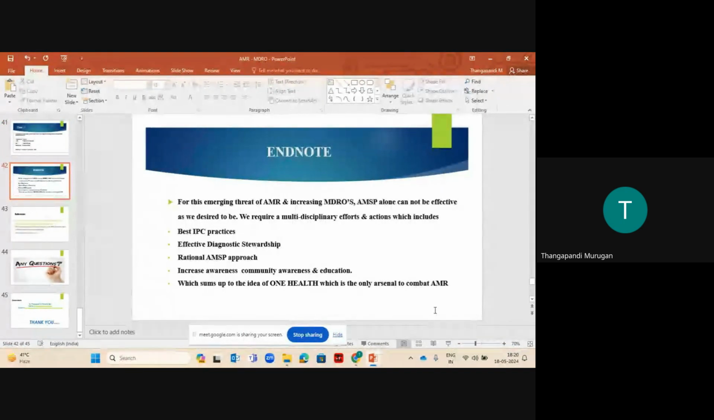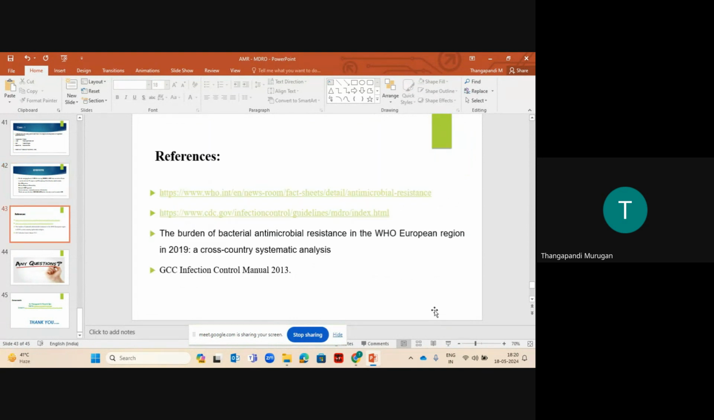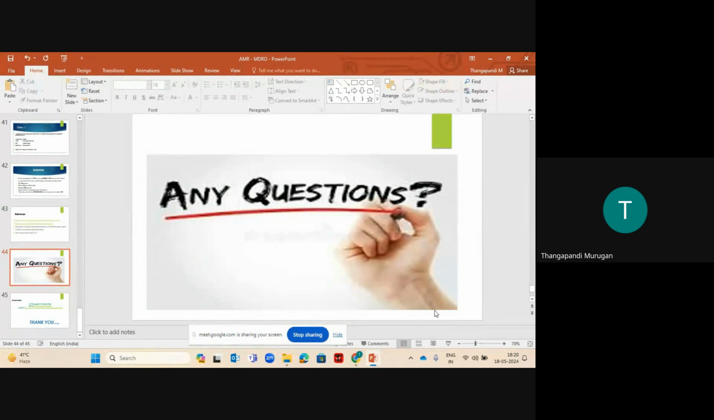Guys, this is the end note, a summary of things like MDROs. It can't be effective without reducing antimicrobial resistance, and we need multidisciplinary action and better IPC. Diagnostic stewardship also needs to be done, and then One Health. Some of the ideas I mentioned, you can check on Google. These are the references: CDC and WHO. Some other things I will be sharing with you people.